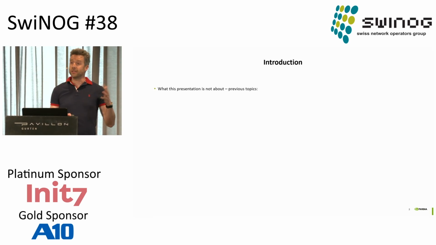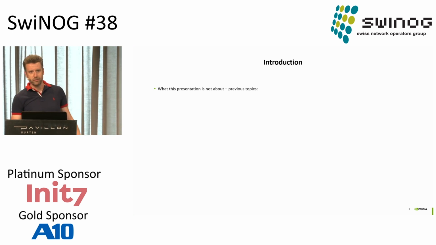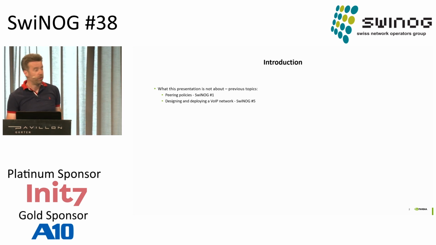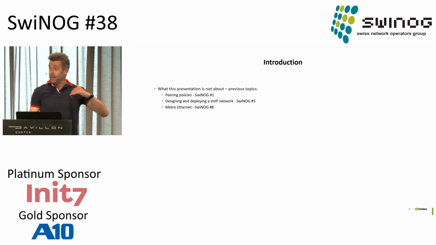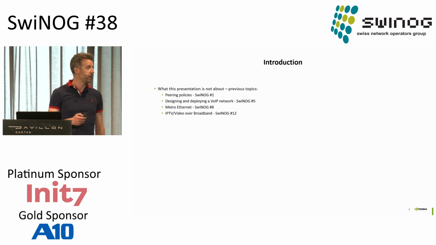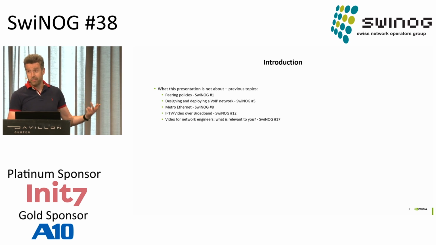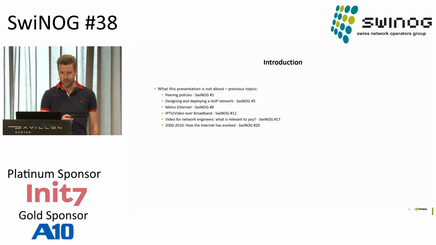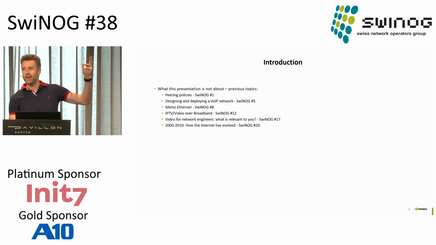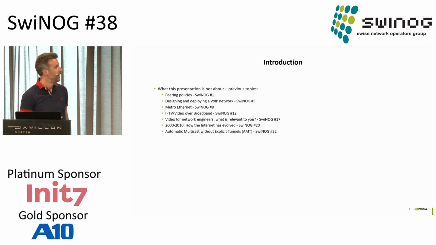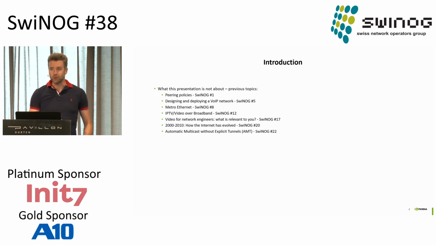So first of all, what is this topic not about, or a history rundown for those who've been around for quite some time? This is not my presentation from SwiNOG 1 on peering policies, nor is it about designing and deploying VoIP networks at SwiNOG 5. Nevertheless, it's still not about Metro Ethernet at SwiNOG 8 or the IPTV broadband of SwiNOG 12. There's a theme here. Video for network engineers, what's relevant, SwiNOG 17. These are all in the archives if ever one day you want to go and look at it. What happened in the 2000 to 2010 decade at SwiNOG 20, maybe I should do an update on that one. And AMT automatic multicast at SwiNOG 22.